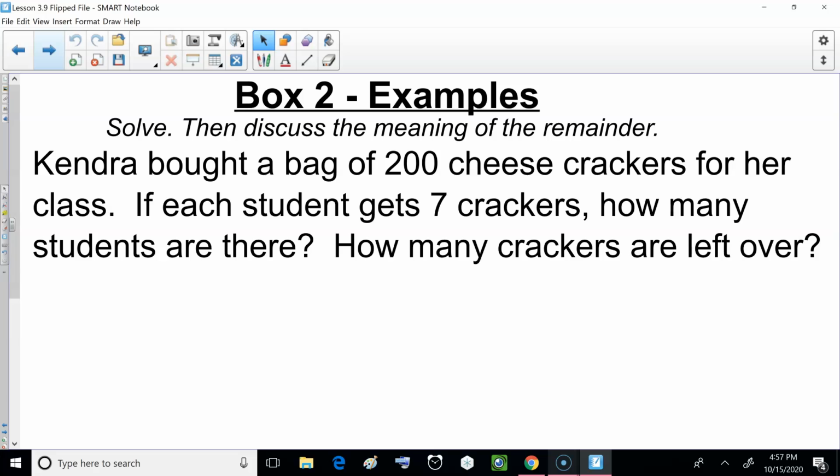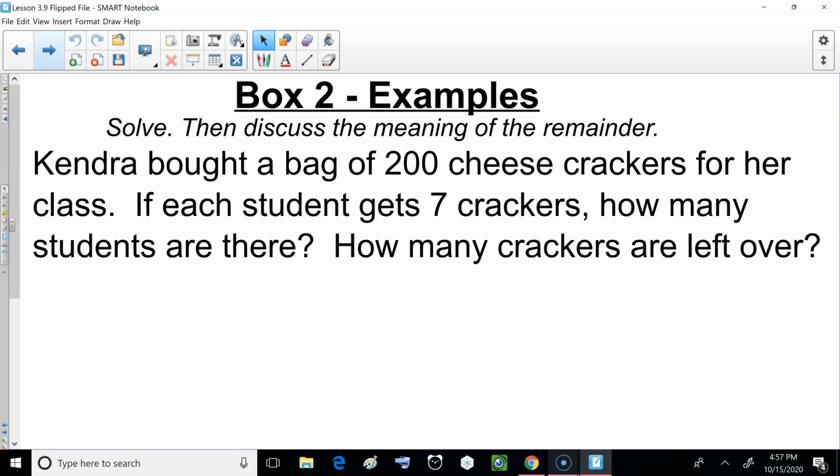All right, box 2. Now let's take in our skills and let's use these examples to help learn about remainders. So we're going to solve and discuss the meaning of the remainder. Kendra bought a bag of 200 cheese crackers for her class. If each student gets 7 crackers, how many students are there? How many crackers are left over? So I noticed there are 2 questions, so I'm going to make sure I answer both of those in my response.